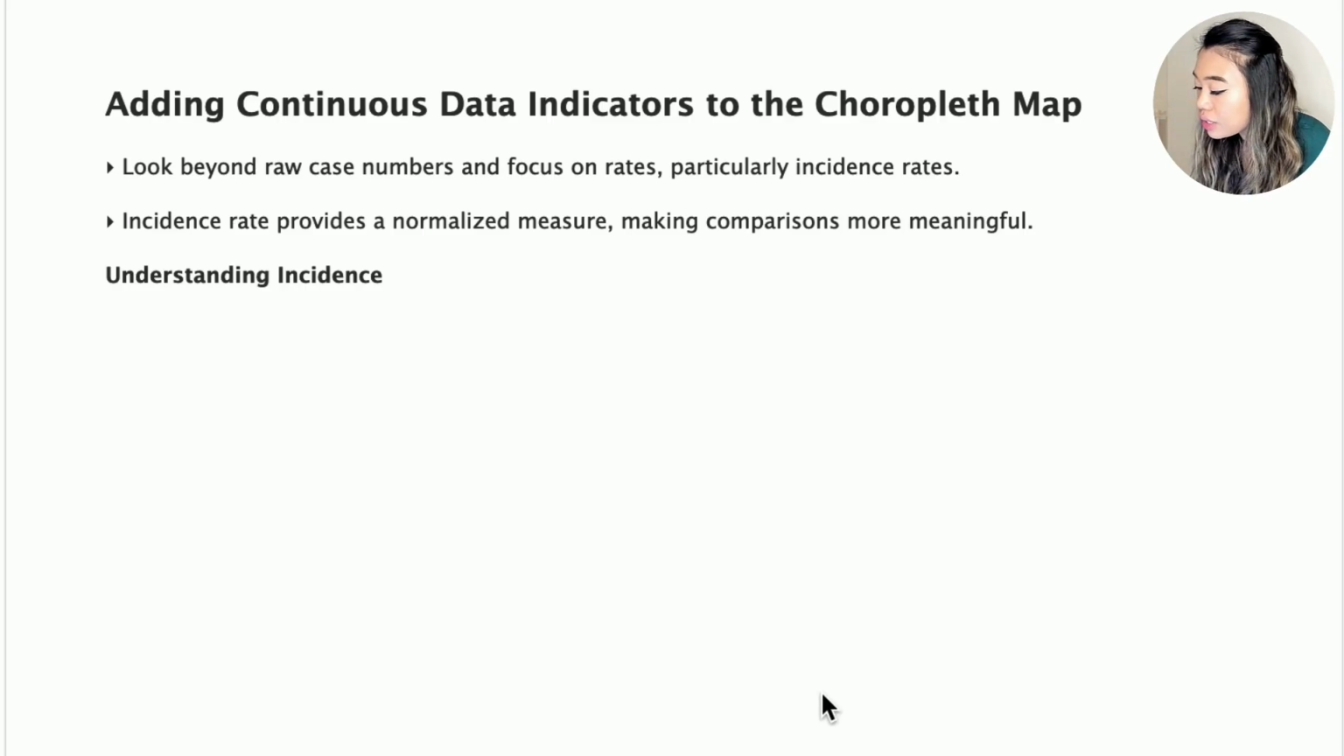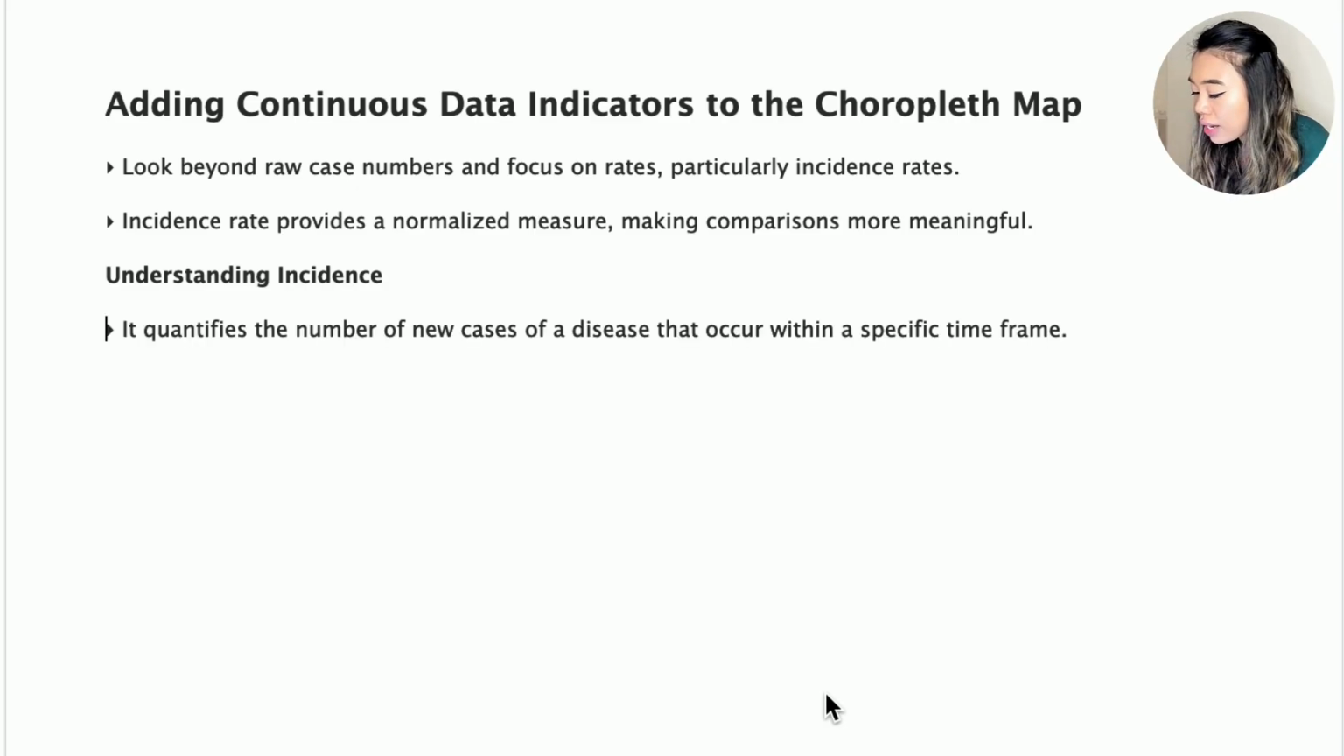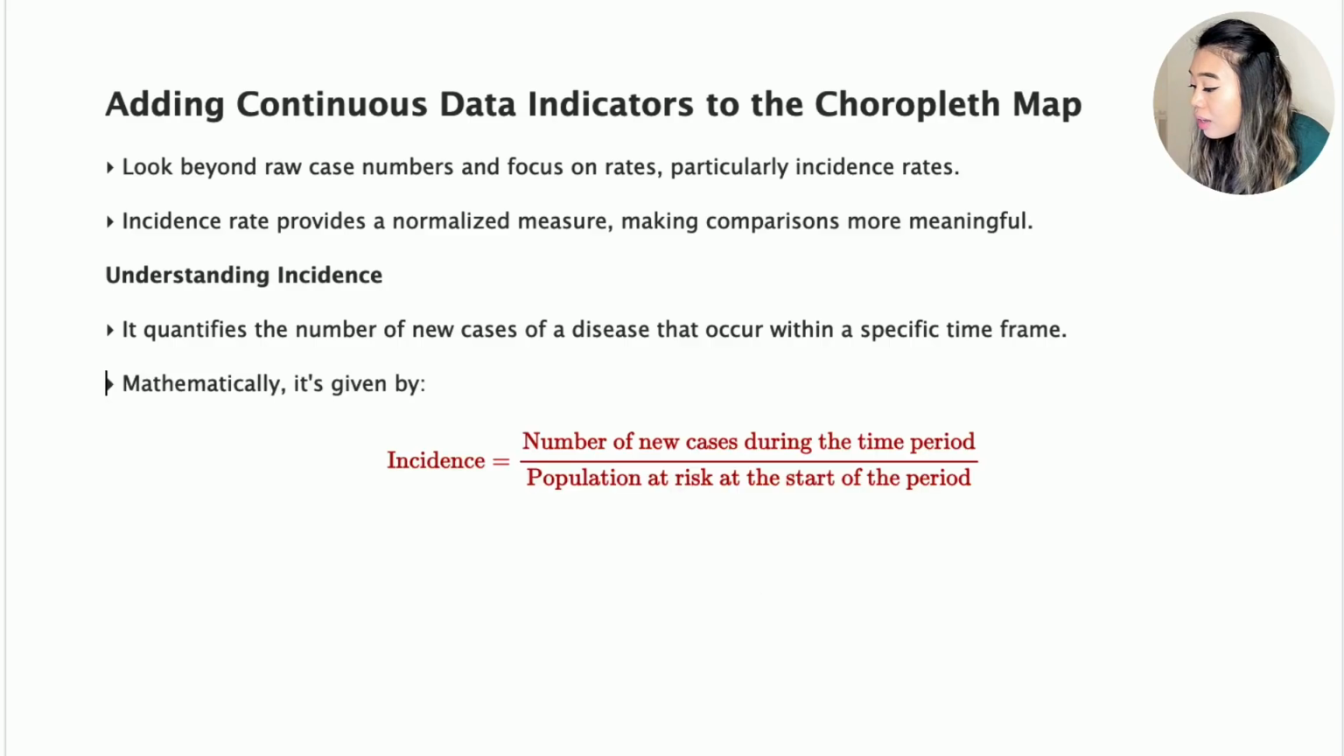Now, incidence of a disease is the cornerstone of epidemiological research. It quantifies the number of new cases of a disease that occur within a specific time frame, typically a year, relative to a population at risk. Mathematically, we can see it as incidence equals the number of new cases during the time period divided by the overall population at risk at the start of the period.